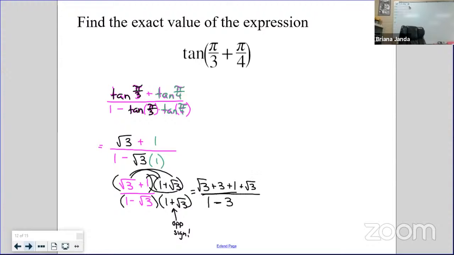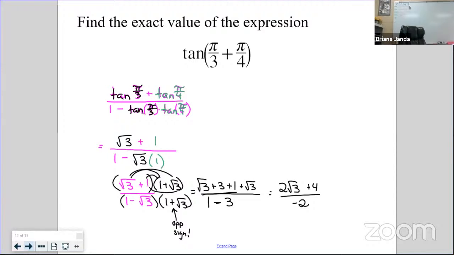Okay, reminder on radicals. Like terms, we can combine and we add the numbers in front. 1 square root of 3 plus 1 square root of 3 is 2 square root of 3. 3 plus 1 is 4. 1 minus 3 is negative 2. And then they're all divisible by 2 or negative 2, right?